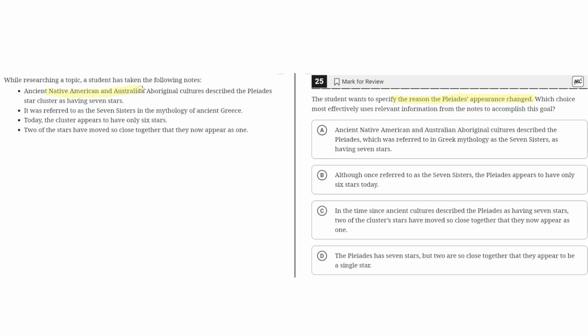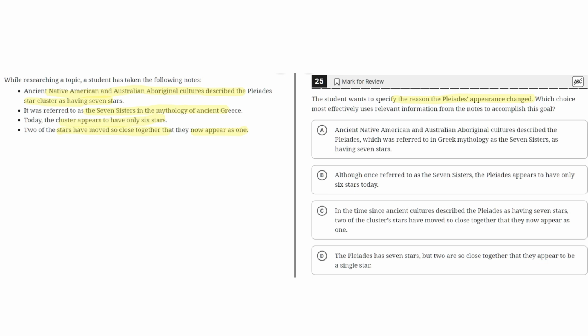Ancient Native American and Australian Aboriginal cultures describe the Pleiades star cluster as having 7 stars. It was referred to as the Seven Sisters in the mythology of ancient Greece. Today, the cluster appears to have only 6 stars. Two of the stars have moved so close together that they now appear as one.